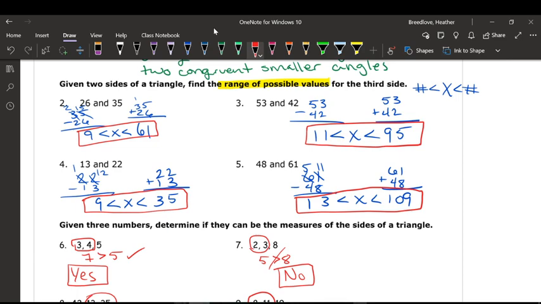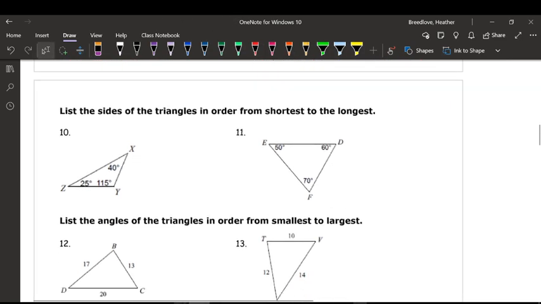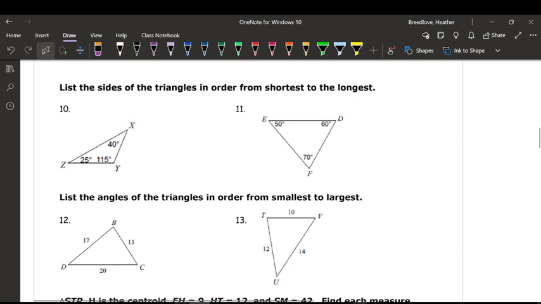Okay, the next one, next page, number 10. List the sides of the triangles in order from shortest to longest. Again, make sure you put them in the correct order. This says shortest to longest. I have no idea on the test if I did not preview it to see if they say longest to shortest or shortest to longest. So make sure you put them in the correct order.